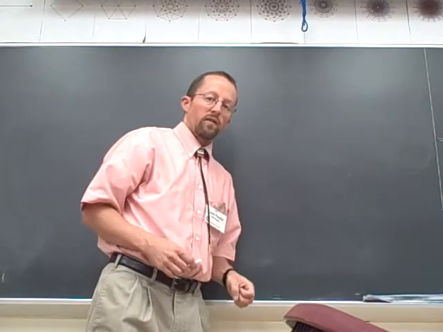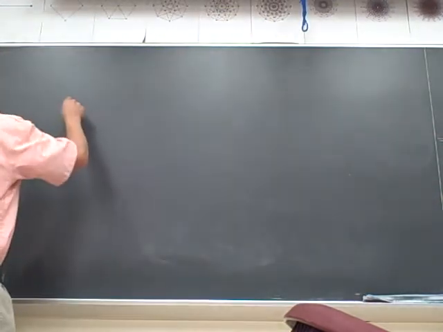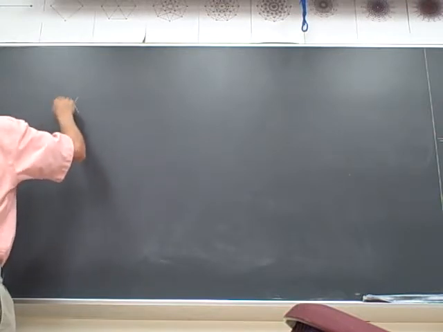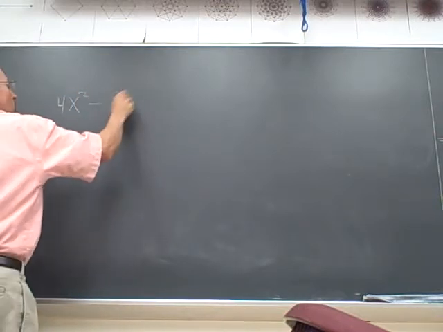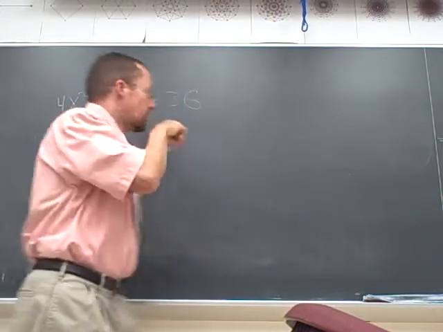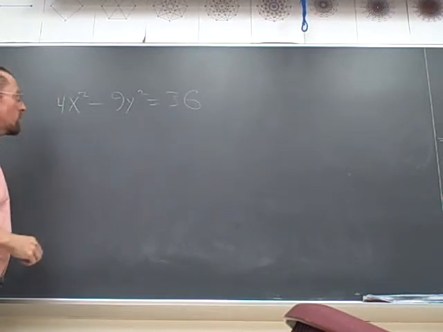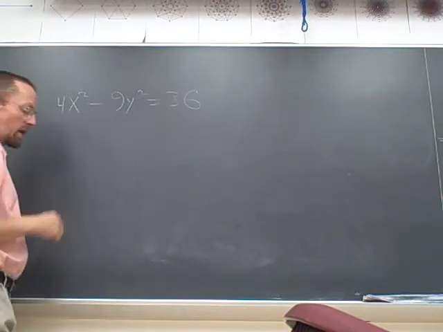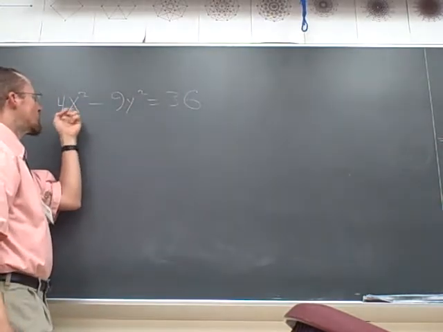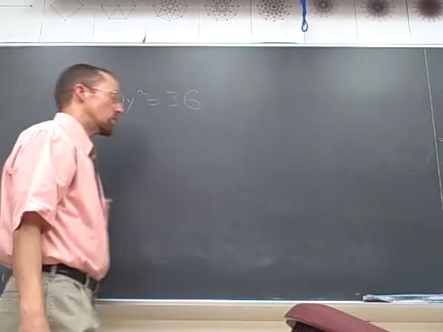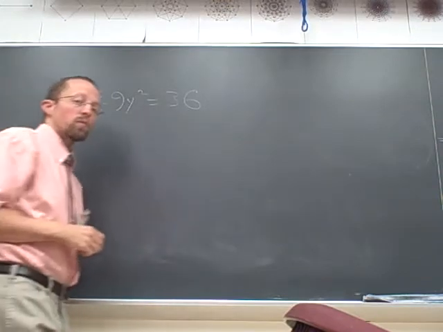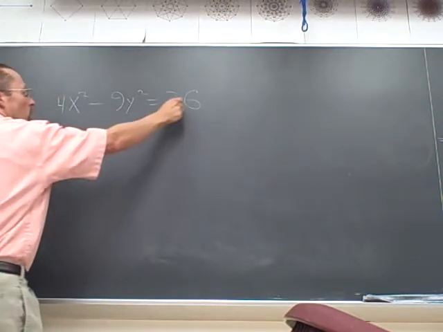A brief review of graphing hyperbolas. Suppose we have that equation. We know that when we've got a quadratic like this and one of the coefficients is positive and one of them is negative, it's going to be a hyperbola.